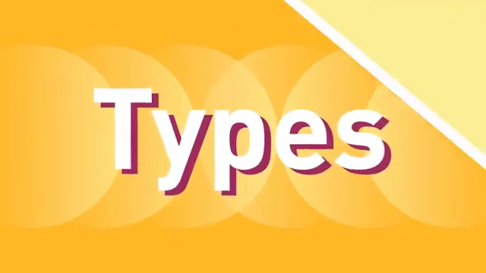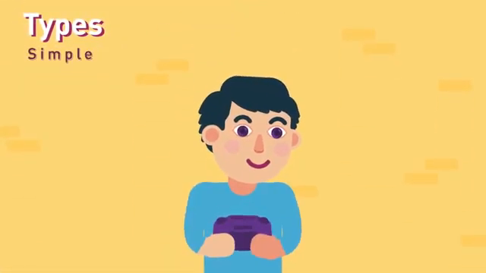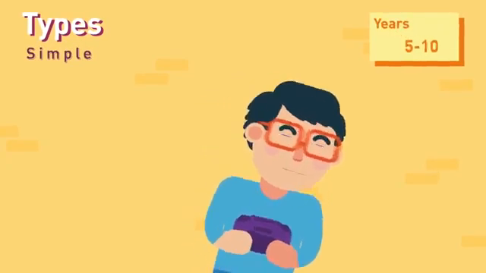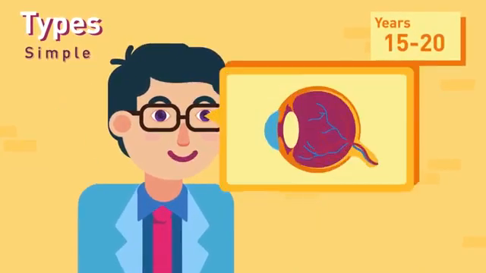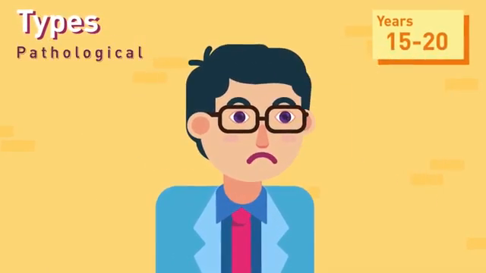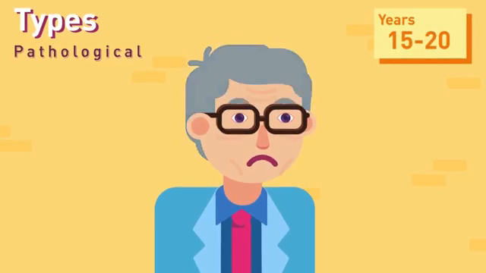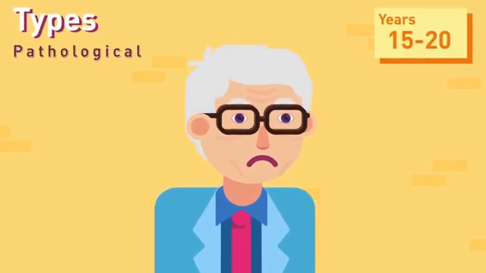Types. Congenital, from birth. Simple. Most common, starts from 5 to 10 years till 15 to 20 years and is mostly due to curvature or length problem of the eyeball. Pathological. Hereditary, progressive, and is due to degenerative changes in the eyes.